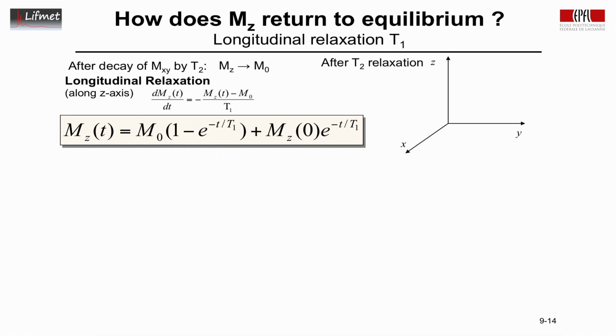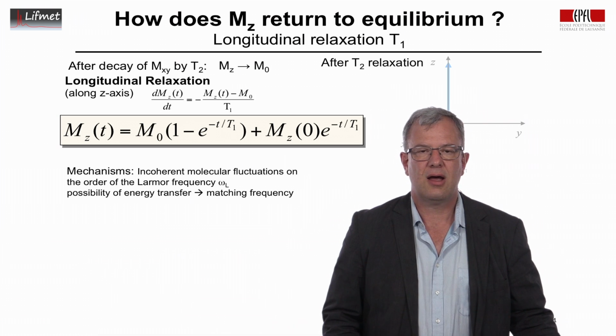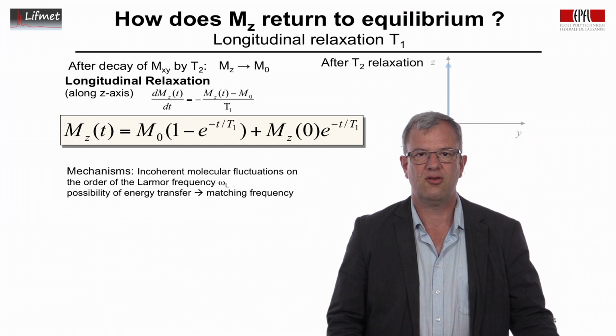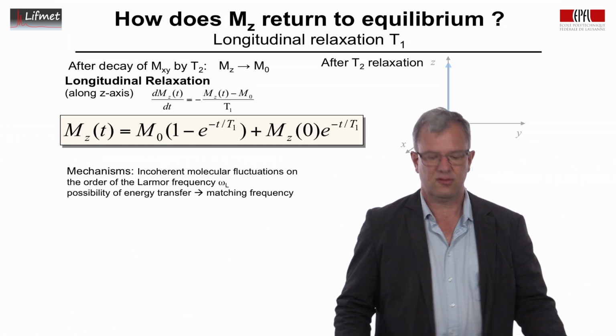So what this means is that after we have had T2 relaxation, we have no nuclear magnetization in our sample, and as T1 relaxation, this equation here on the left works, the Z magnetization is reconstituted until the equilibrium Z magnetization. Now, what are the mechanisms for T1 relaxation? They again have a lot to do with molecular motion, its incoherent fluctuations, and it has to do a lot with how these fluctuations, the molecular motion, are close to the Larmor frequency.